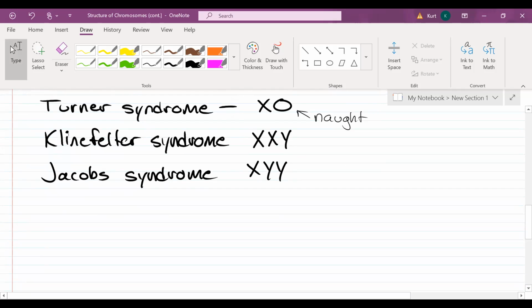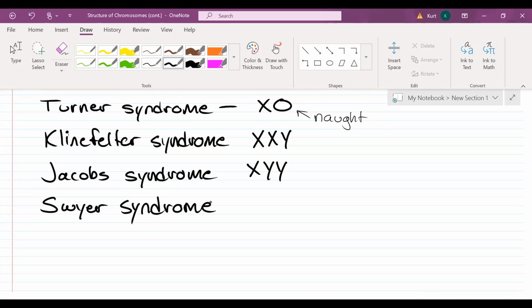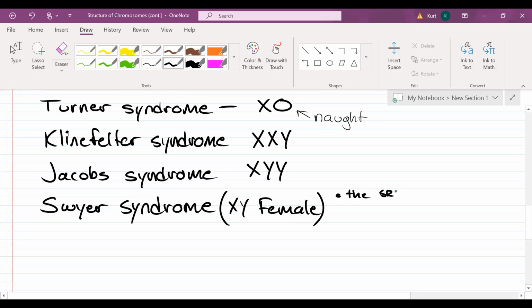Is going to be Swyer syndrome. Did I talk to you guys about the SRY gene yesterday? I believe I did, didn't I? Yeah, the SRY gene is what really makes you a male, or it helps you develop as a male. Swyer syndrome is XY female. Here's how this happens. The SRY gene is either inactive or absent. It might have been deleted.